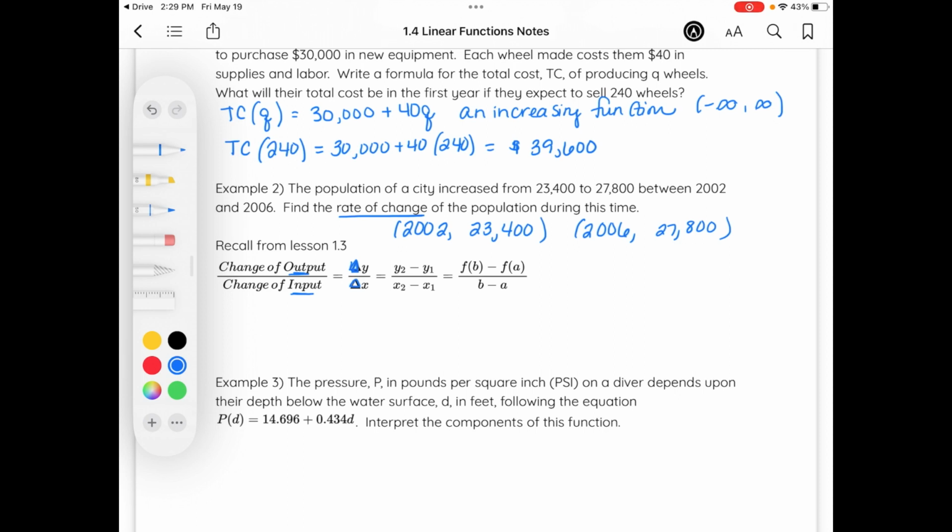So the change in my outputs, 27,800 minus 23,400, over the 4 years from 2002 to 2006, we'll have 4,400 divided by those 4 years. That is 1,100 people per year.